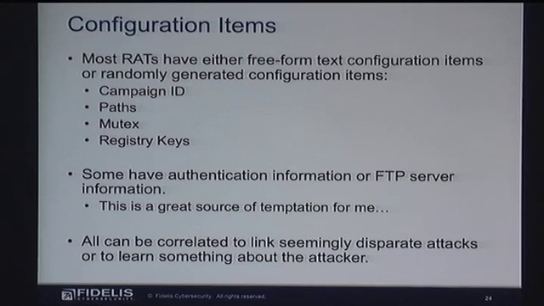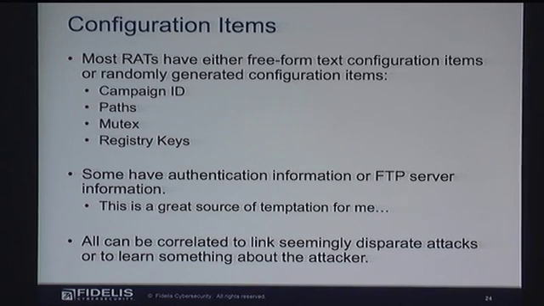Campaign ID, pass, mutex, registry keys. These tend to be the interesting things to correlate off of. Just doing, basically, histogram, statistical modeling of it. Some have authentication information. Thank you for putting that in your malware. All of it can be correlated to specific things.